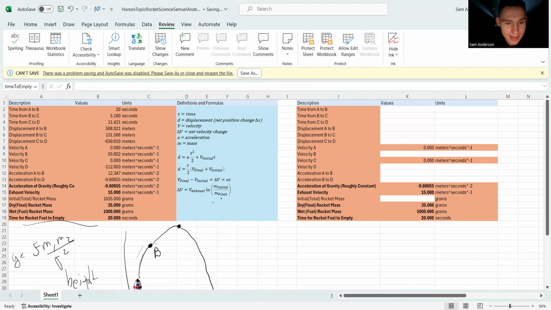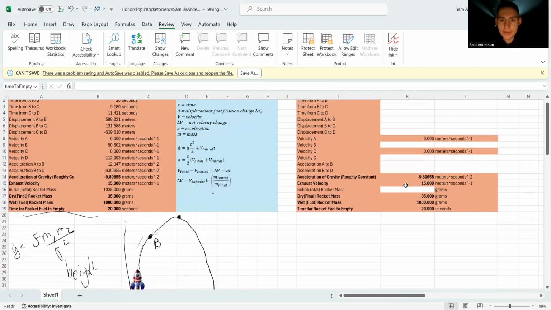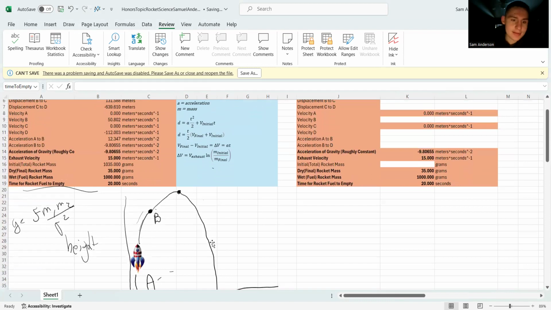But that aside, I will move on from that, and we will try and fill out the spreadsheet on the right. There are several things to keep in mind when doing this. Importantly, I have a diagram, which will help make everything more clear conceptually. Going through the values I have written out, I have time for the rocket fuel to empty, exhaust velocity, dry and wet rocket mass, and gravity. So 4 out of 5 of the bold values are actually rocket specs.